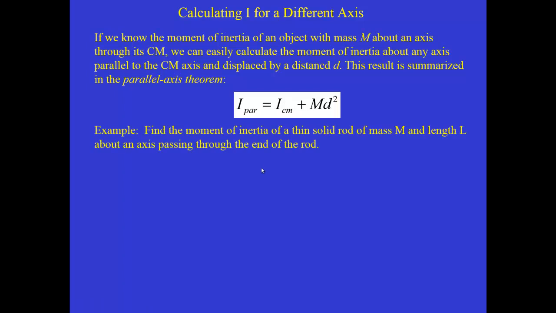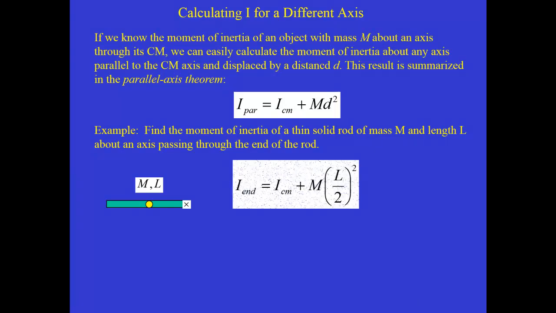If we've got our thin solid rod of mass m and length L, let's find the moment of inertia about an axis that passes through its end, where the x is in the sketch, compared to the center. We know already what the moment of inertia is about an axis through the center. That's the 1/12 mL squared that we used on the previous example. So now let's use the parallel axis theorem to find the moment of inertia about the axis parallel to the one through the center of mass, but passing through the end.